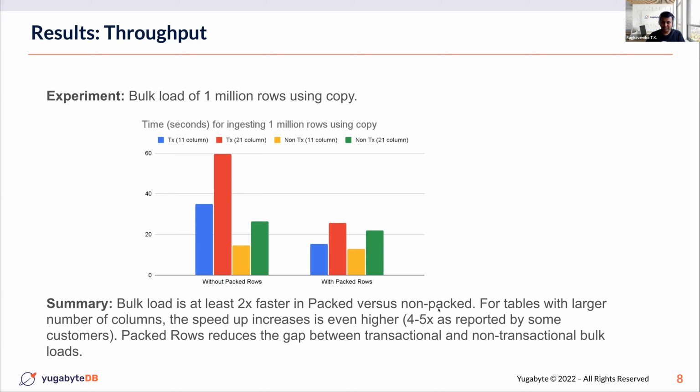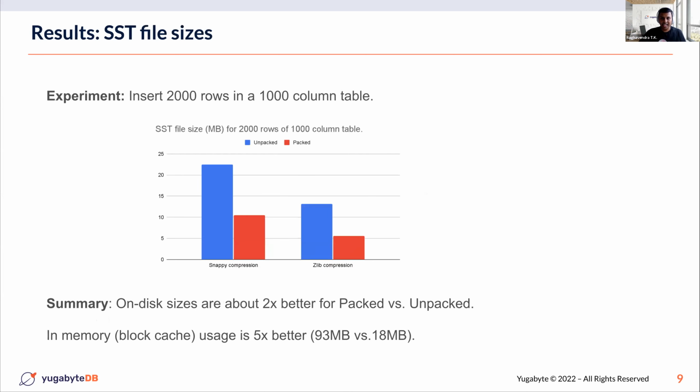We have seen customers who have tried out packed columns be at least 4 to 5x faster in terms of bulk ingestion. And the fact that it has reduced the gap between transactional and non-transactional, we don't need to educate customers about, hey, there is this fast path, right? So they can just run copy just like they're doing it, right? The next thing I want to talk about.